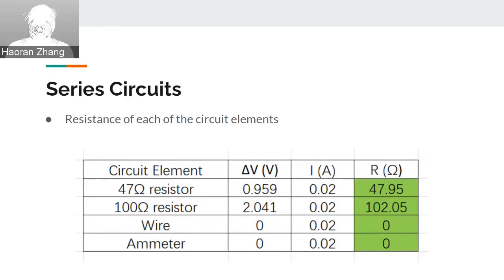Also, using the measured voltage differences and the current values, we can compute the resistance for each resistor and wire in the ammeter. Applying Ohm's law, we can see that the computed resistance is roughly the same as the displayed value for each resistor, and for wire and ammeter, they have zero resistance.